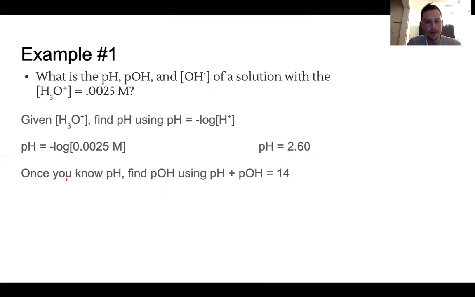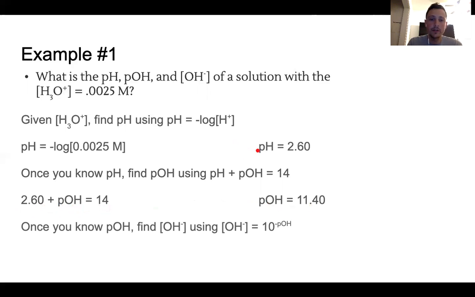So again, once you know the pH, you can find the pOH because you know that the sum is equal to 14. So 2.60 plus the pOH equals 14. If you subtract 2.60 from both sides, you end up with pOH on the left-hand side and 11.40 as the pOH of the solution.